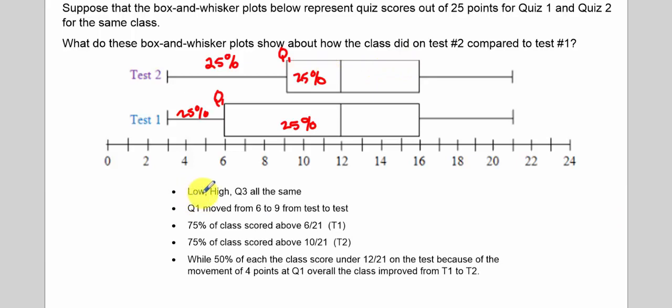Further discussing, we can say, like we said before, the low, the high, the third quartile, all the same. The first quartile moved up from 6 to 9 from test to test. 75% of that class again scored above 6 on the first test, which isn't great, and 75% scored above 10, which is a pretty significant improvement. So I'd go ahead and say the second test was better or showed greater improvement than the first.